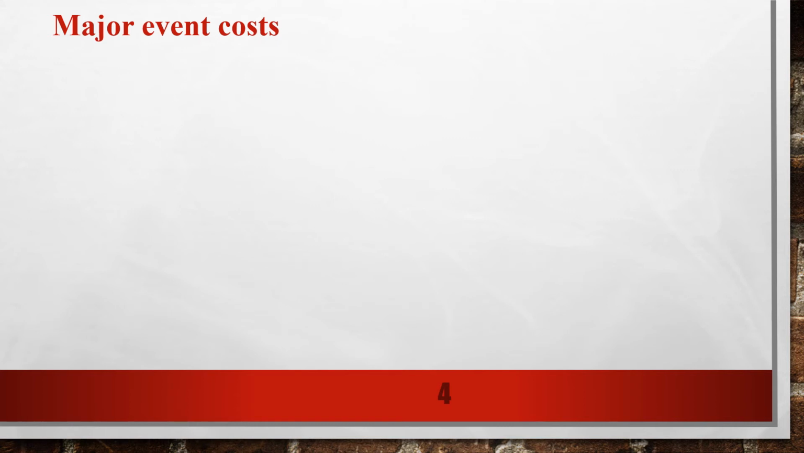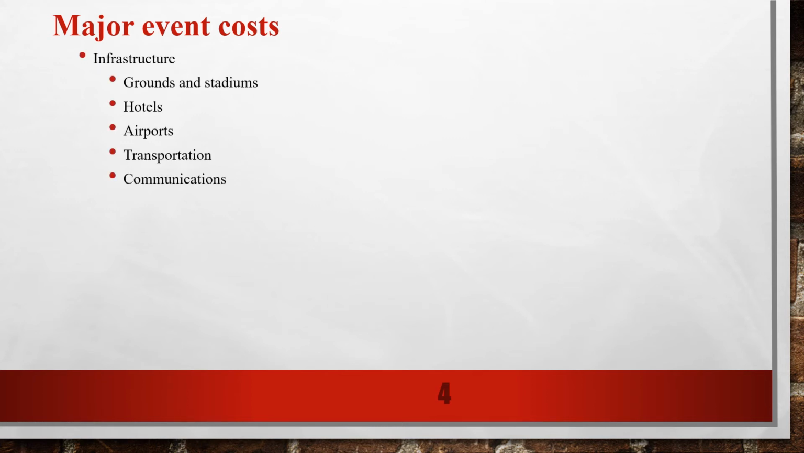Now let's look at some of the costs involved in organizing a major event such as a World Cup. Infrastructure costs. For a start, for a major event such as a World Cup or the Olympics, there will be a huge amount spent on enhancing the existing and building new physical infrastructure in the country and in the cities where the event is being held.